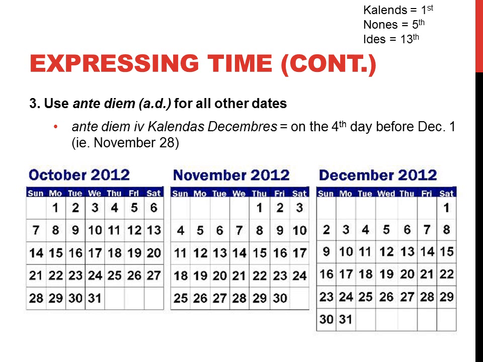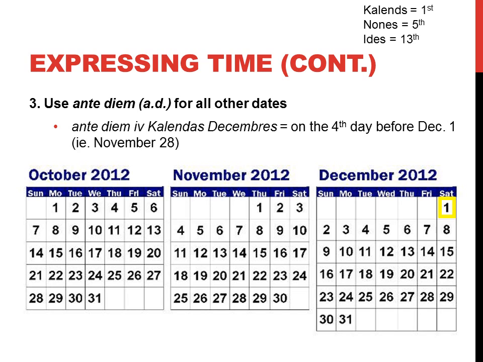Here's a calendar. Again, this expression, ante diem IV kalendas decembres, is saying on the 4th day before the kalends of December. So we want to start with the kalends of December, there in yellow, December 1st. And we're going to go backwards. Keyword, backwards. We never go forwards for Latin dates. We always go backwards. We're going to go backwards from there 4 days.